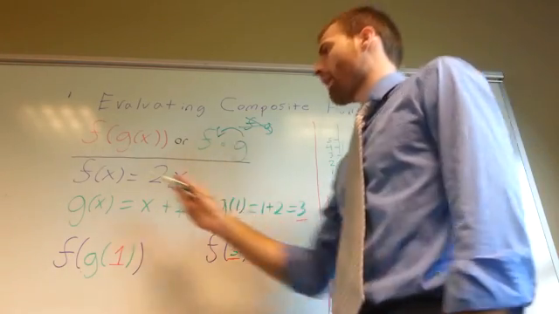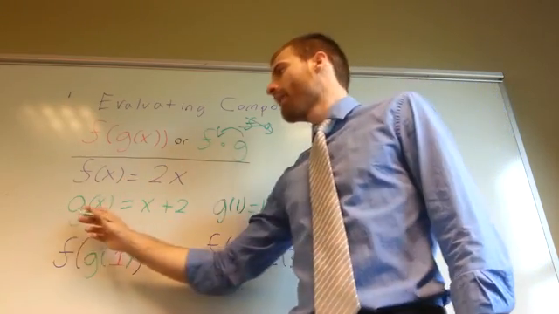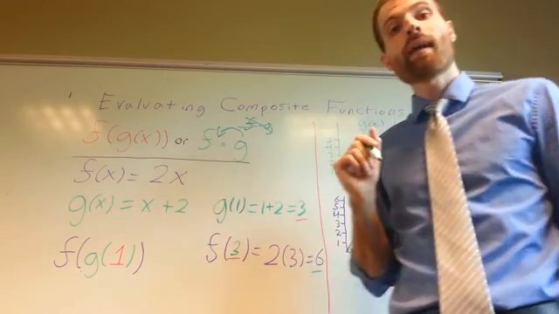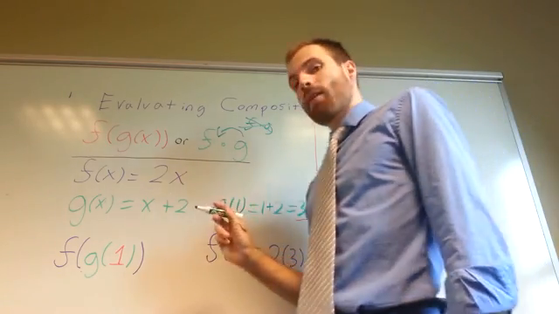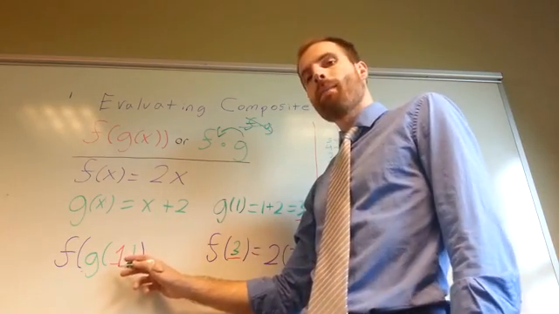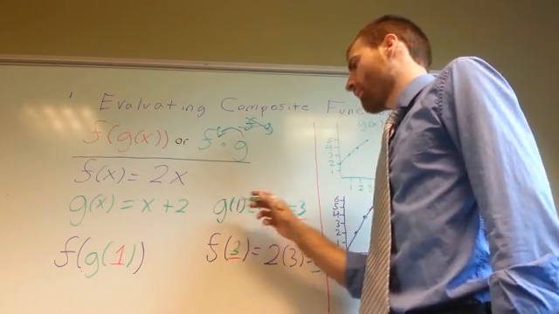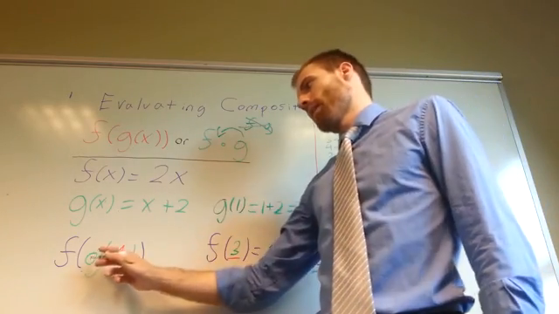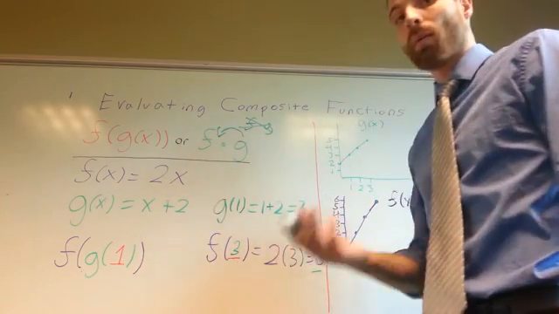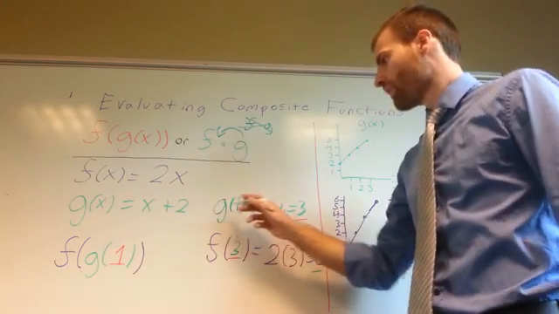So let's say we have f of x is equal to 2 times x, and g of x is equal to x plus 2. If we wanted to calculate the composite function f of g of 1, the first step would be to find out what g of 1 is. So we find out what our input is. We can't find out what a function is until we know what we're inputting into the function, so we need to evaluate this input here, g of 1.